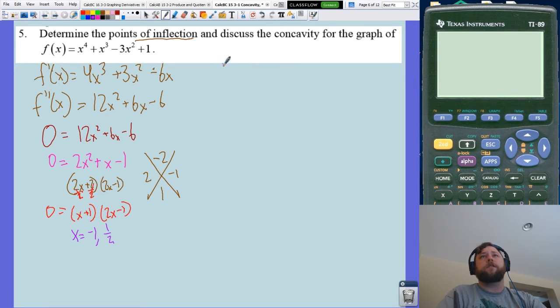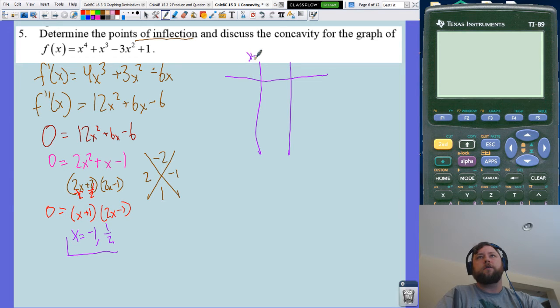Now, those are potential points of inflection. They're kind of like critical numbers. But we have to check that they actually change concavity. So we're going to do a table again and test values. I'll go negative 2, 0, and positive 1. Those are good test values. Now for the second derivative, I'm going to use this reduced form of the function. I think that'll be easier, but you could also use this one.